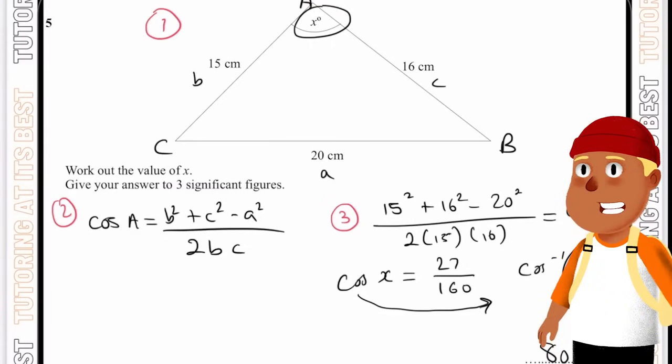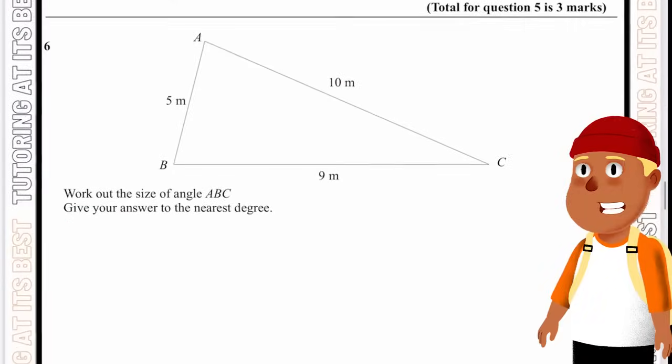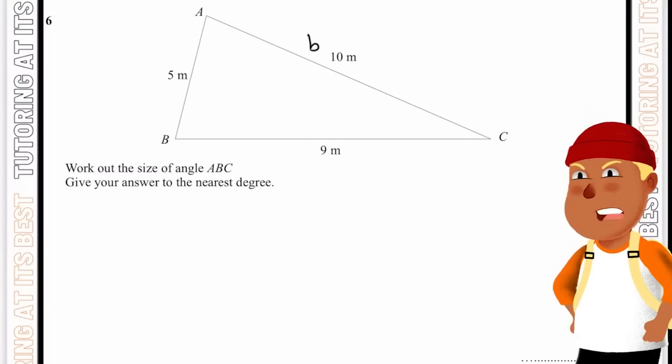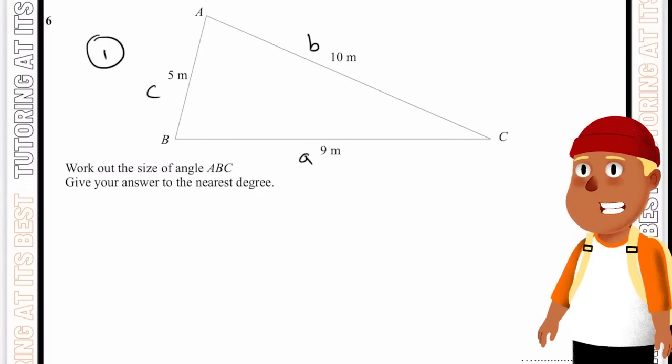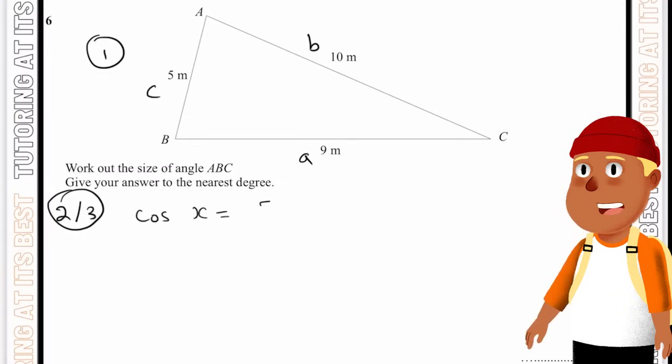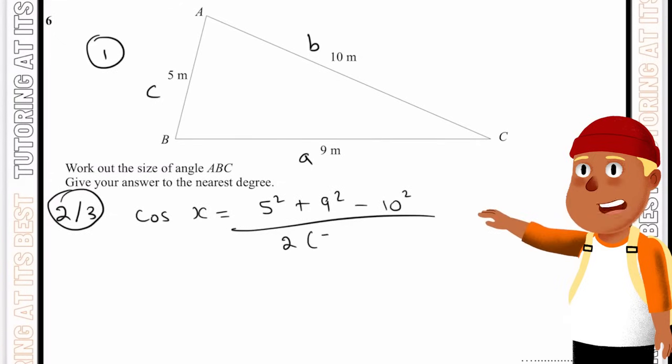Marvelous. Let's go for question 6. And once again, we're faced with a similar question with our angles. So again, I'll go ahead and label my sides. I'll then go ahead and do step 2, 3 in one go. So I've got my formula, cos x. I'll substitute it right away. So 5 squared plus 9 squared minus 10 squared over 2 times 5 times 9.